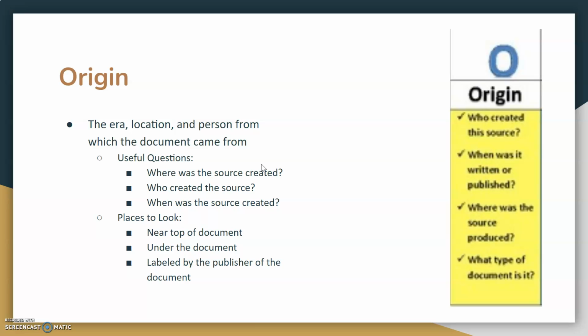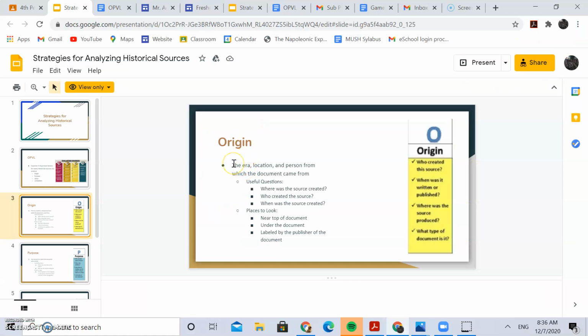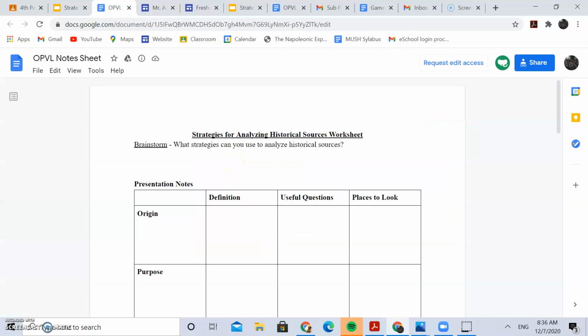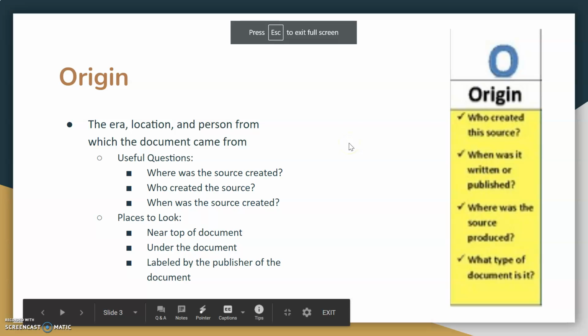Origin. The definition of origin is the era, location, and person from which the document came. So you would write this right here into the origin definition box. Okay, so let's go back. Again, it's the era, location, and person from which the document came.